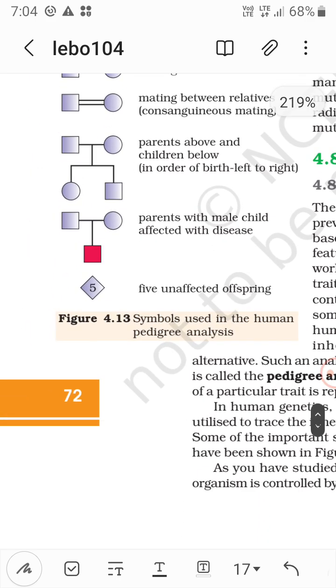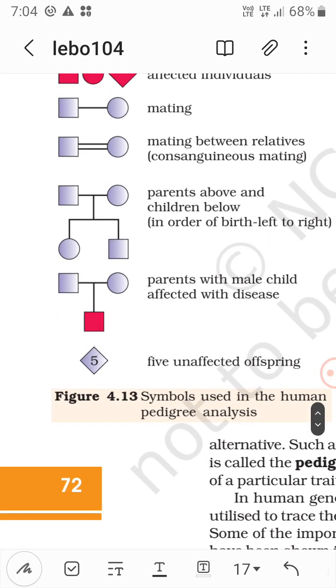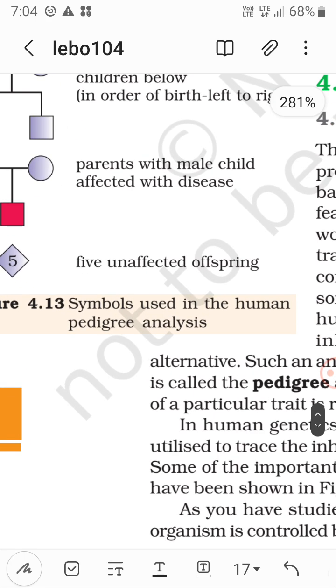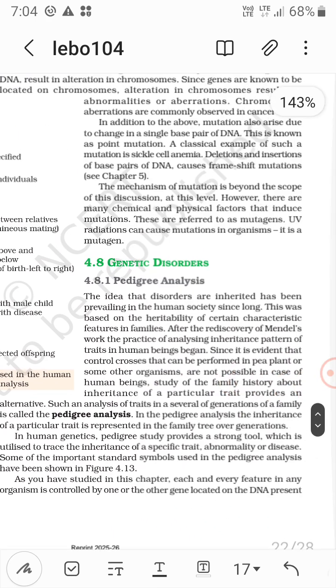If we write it inside this kind of square, a different kind of square. So these are the symbols used in human pedigree analysis.